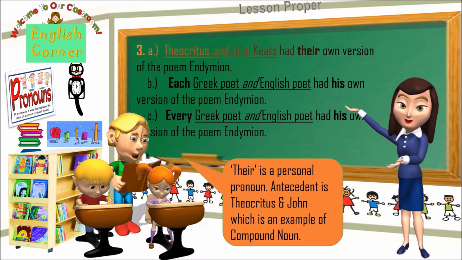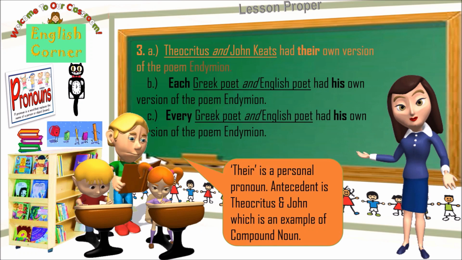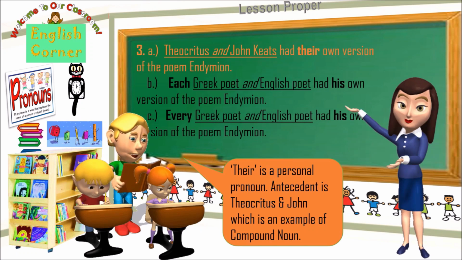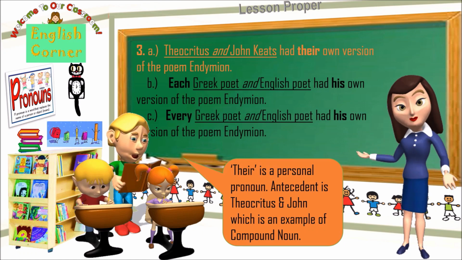Here is another sentence. Theocritus and John Keats had their own version of the poem Endymion. "Their" is a personal pronoun. The antecedent is Theocritus and John Keats, which is an example of a compound noun.